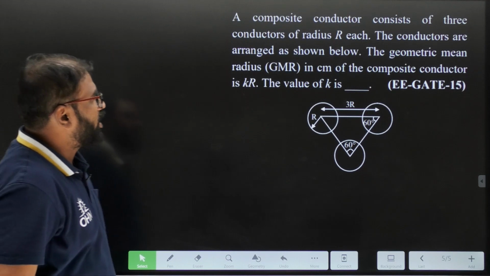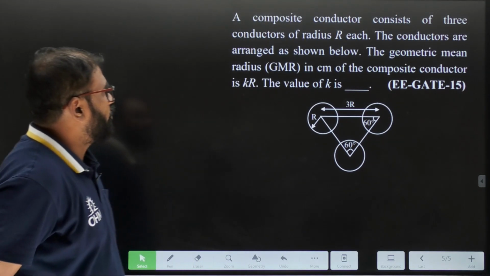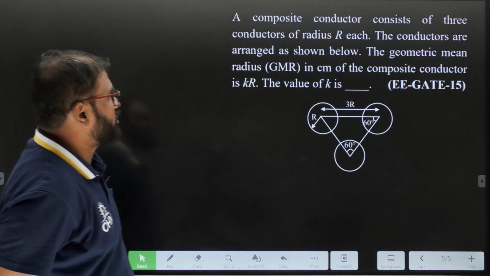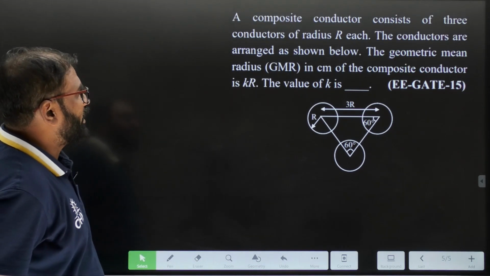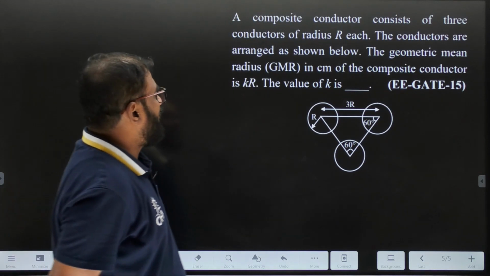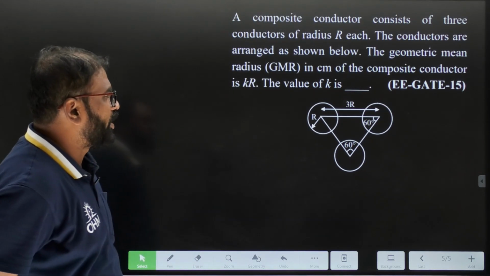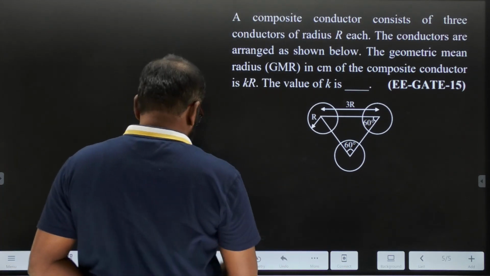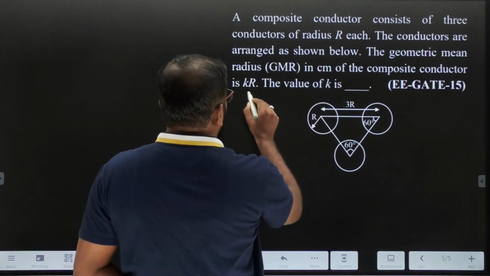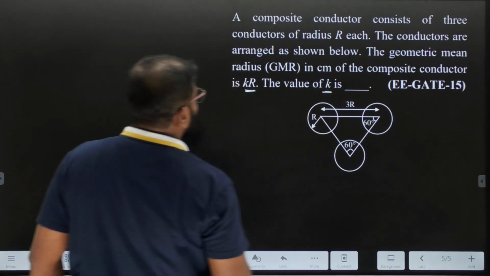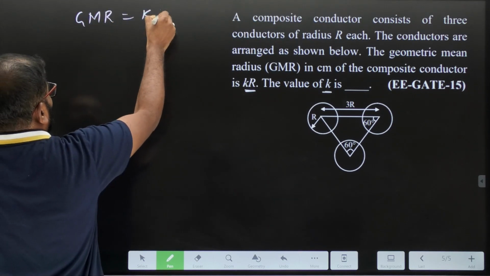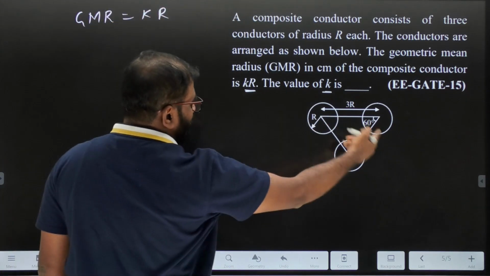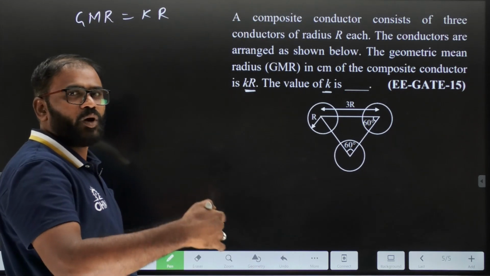Let's see this question. A composite conductor of a three conductor system of radius r each is shown below. The conductors are arranged as shown below. The geometric mean radius GMR in centimeter of the composite conductor is KR. Okay, KR, and the value of K is asked. That means he has clearly mentioned GMR is K times the R. Now tell me, how many conductors are here? 3 conductors.